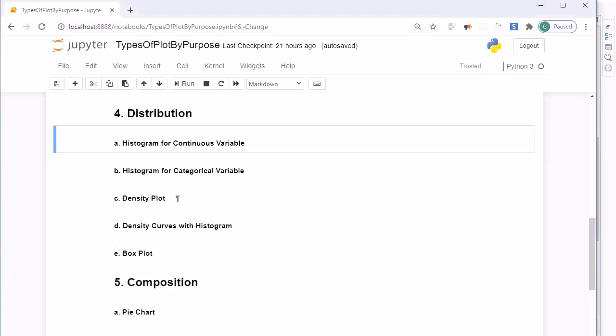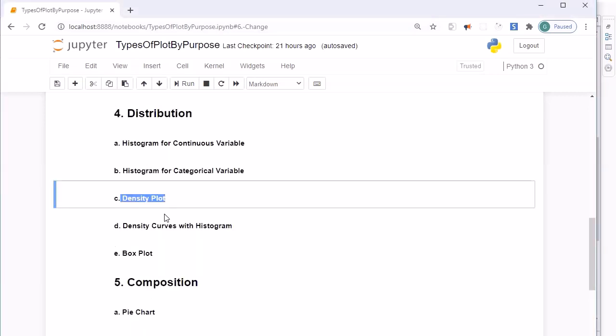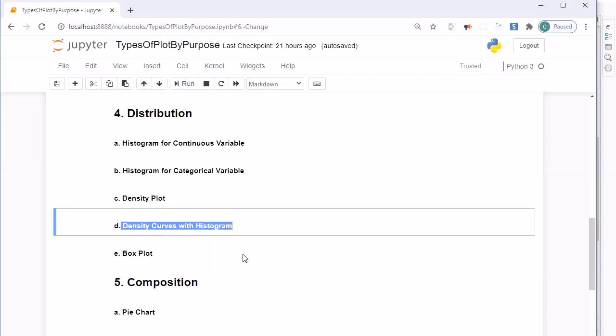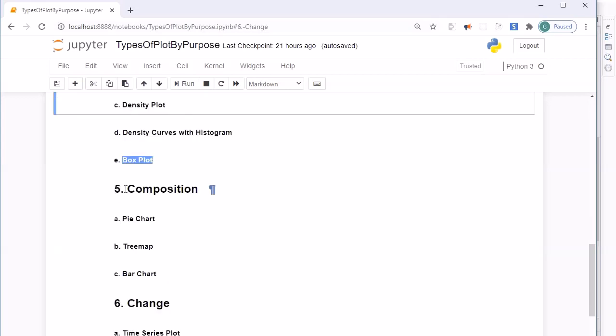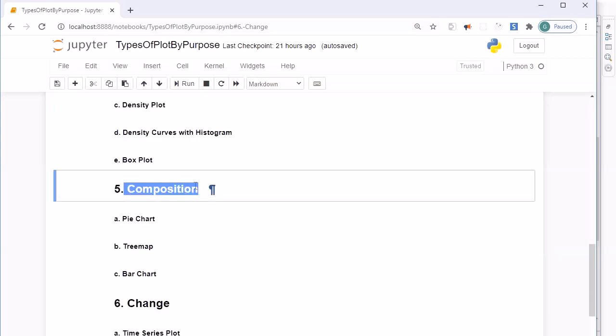Along with that we will also discuss the density plot. We will look into how to create a density plot. We will also look into density curves with histogram, and at last we will also discuss the box plot. Box plot is also very helpful to identify the distribution within the given data set.